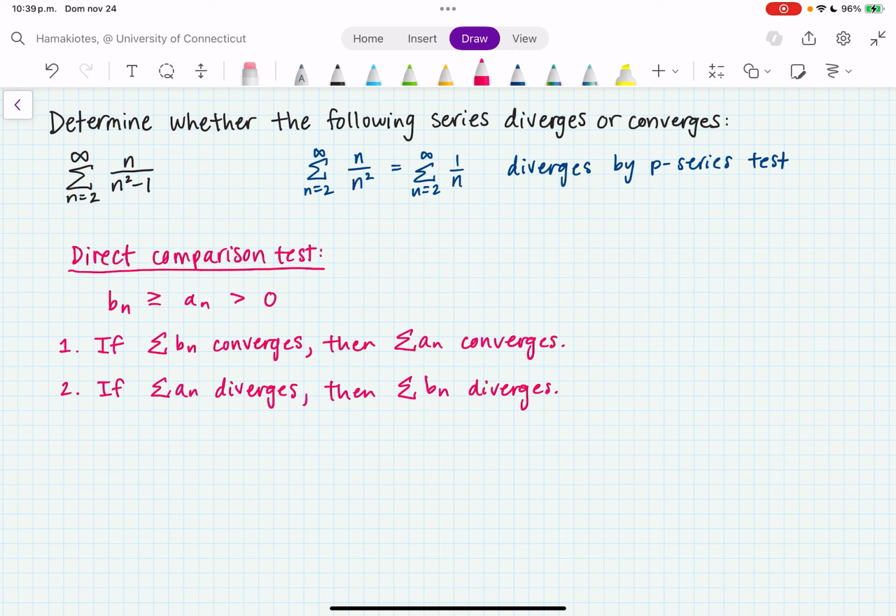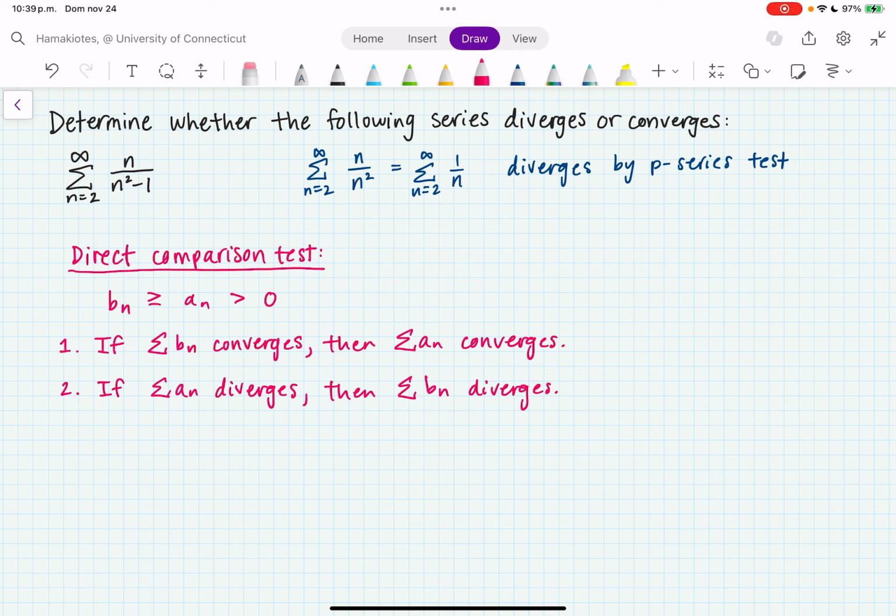And now you have to be careful because these statements aren't necessarily true the other way around. For example, if the sum of the An converges, we're not sure if the sum of the Bn converges as well. So now we have some Bn and An. We have n over n squared minus 1 and 1 over n, but we don't know which is greater than the other yet. So first, I'll compare n over n squared minus 1 to n over n squared.